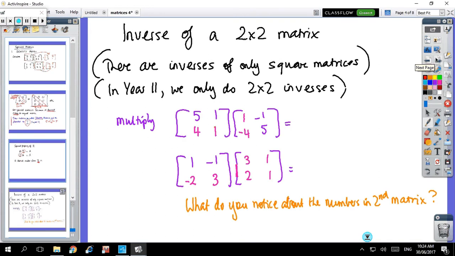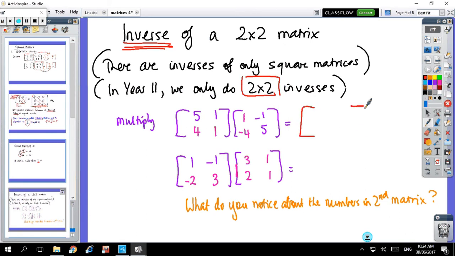Okay, so we're going to use what we've just learned about identity to help us find what's called the inverse, and the inverse is a very useful matrix for solving equations. For the time being, we're only doing 2x2 matrices. There's inverses for 3x3, but we don't do it in this unit. So for the time being, could you just multiply those matrices and see what answers you get? So pause and come back when you're ready.